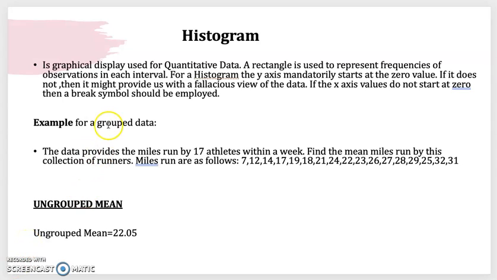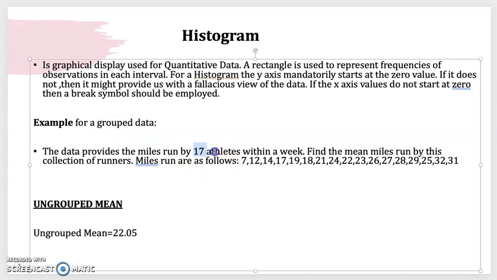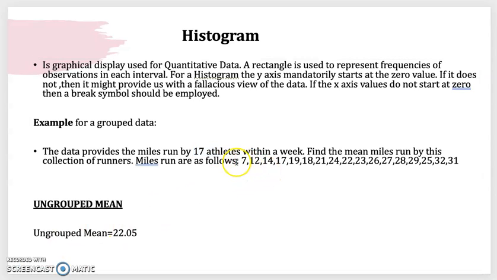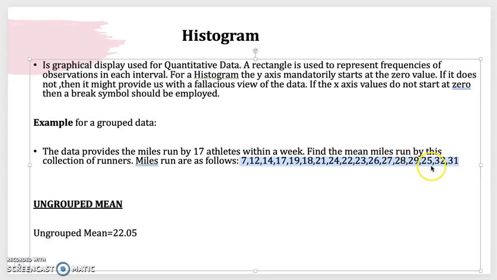So we see the raw data here, not grouped data. We have 17 athletes, and that's their mile run. Now what we need to do is represent those data in a histogram, to represent the different frequency for different mile run. We arrange the data from low to high. We see they are from 7 miles to 32 miles, the highest one.